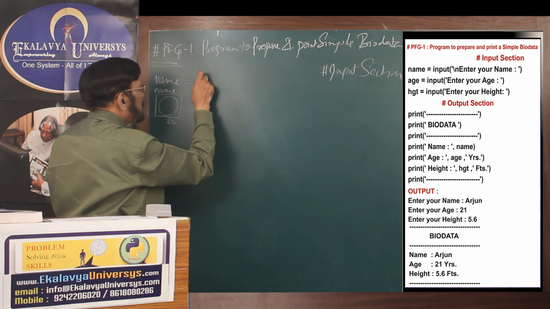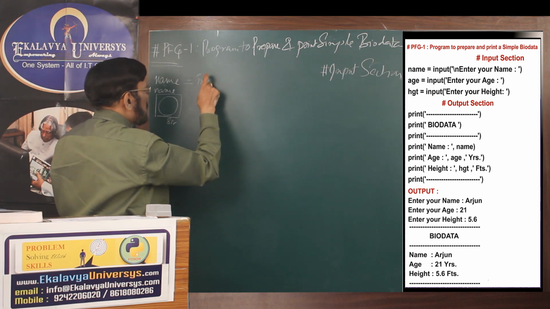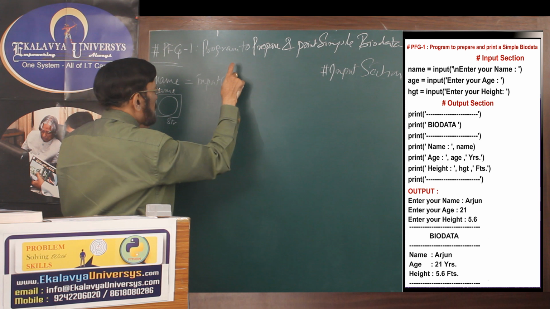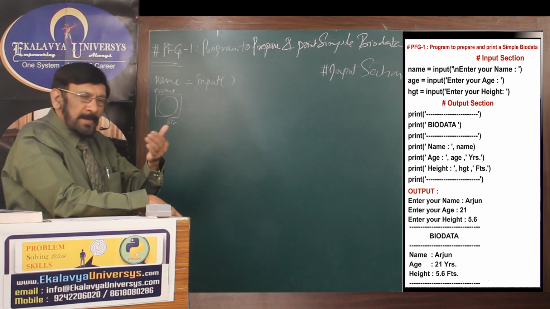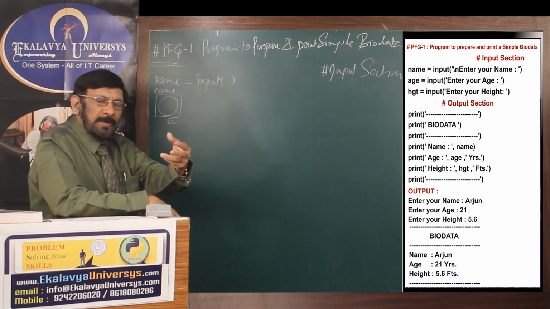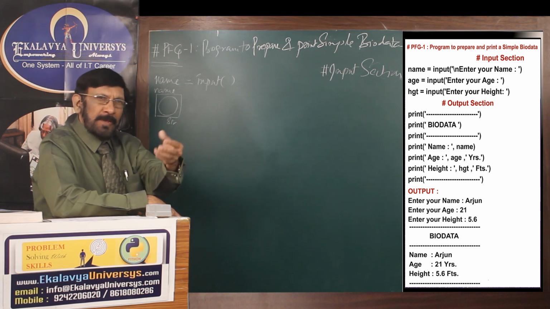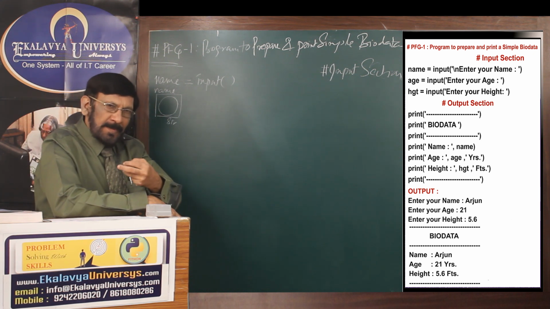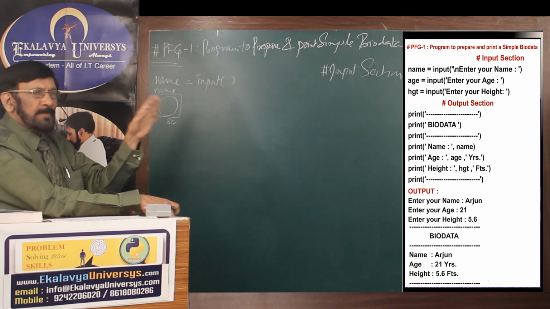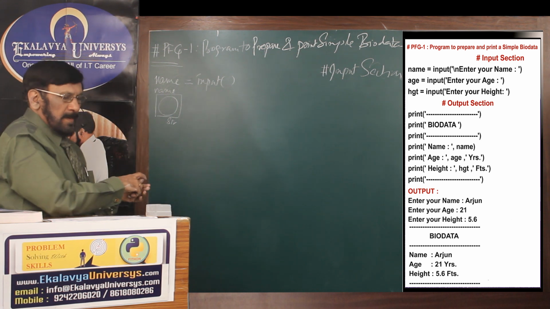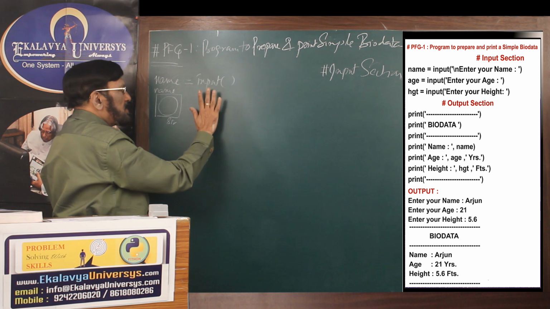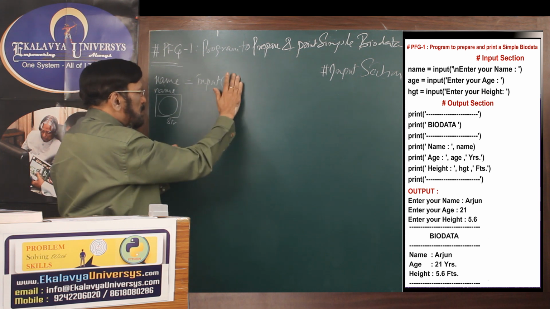Now we see, for this purpose the input function is there. The input function is meant for reading data from the keyboard. Reading data means whatever data you enter on the keyboard, let us say Arjun, it takes and stores in the variable. That process is called reading. Now input, this is the function notation.